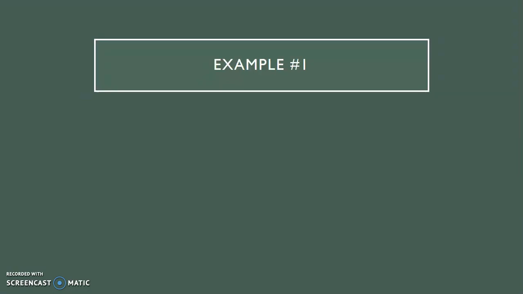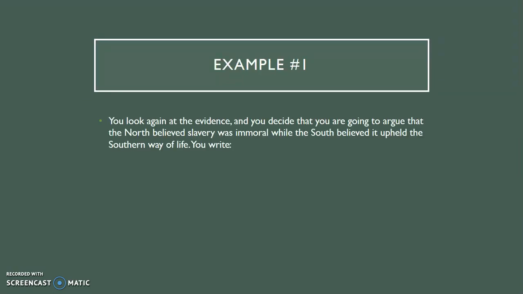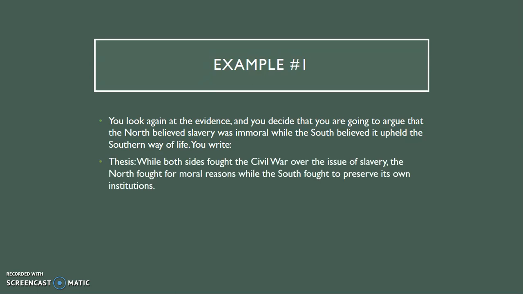Since you wrote that thesis, the teacher said, hey, gotta be more specific, gotta tell me more. So you look again at your evidence. You decide what you're going to argue, and you're going to say that the North believed slavery was immoral, while the South believed it upheld the Southern way of life. Perfect. Therefore, you create this thesis: while both sides fought the Civil War over the issue of slavery, the North fought for moral reasons, while the South fought to preserve its own institutions. Now you have a working thesis.